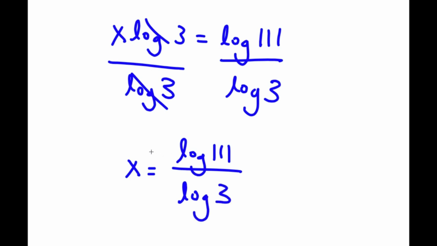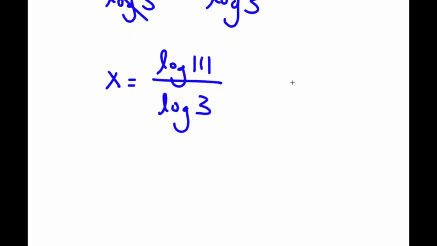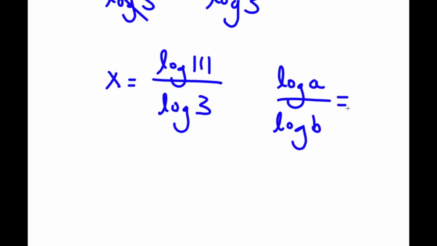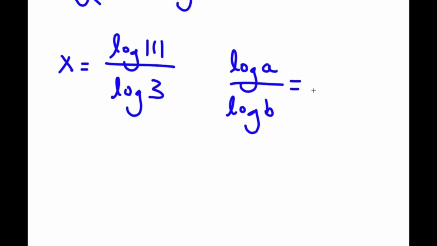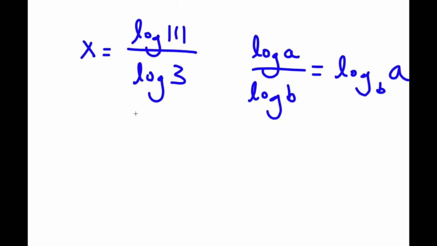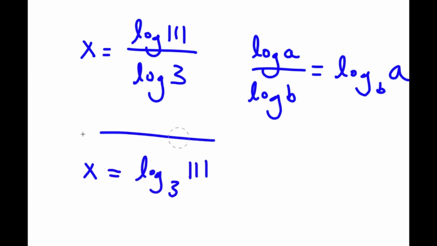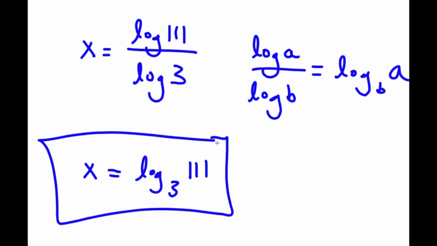So now, if I have something in the form log a over log b, this is simply equal to log base b of a. So in this case, I have log 111 over log 3, and I can write this as log base 3 of 111. So this is my answer.